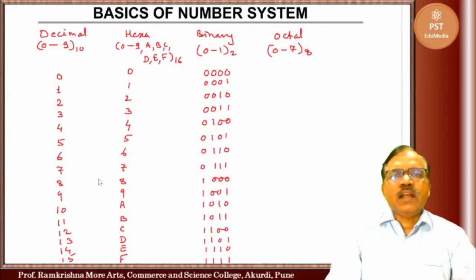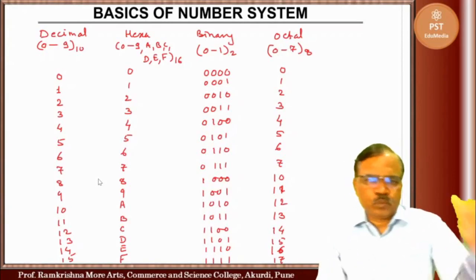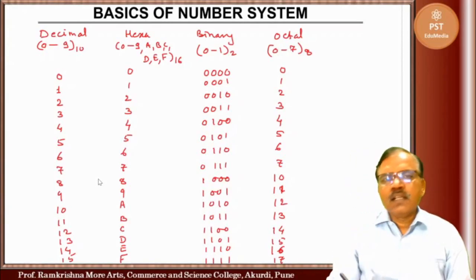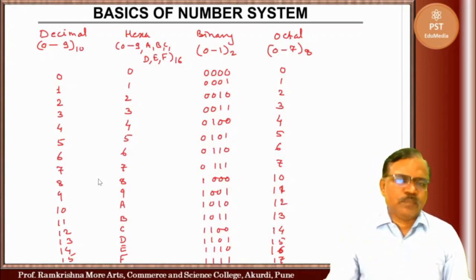And in octal we have 0, 1, 2, 3, 4, 5, 6, 7, and then we get 10, 11, 12, 13, 14, 15, 16, 17, and then for 16 we will get 20, like this. So this is the simple idea of number systems, and you can go from one number system to another number system.